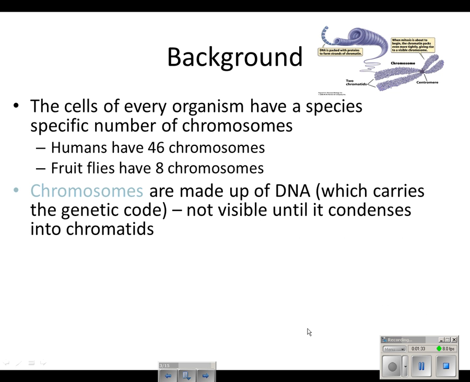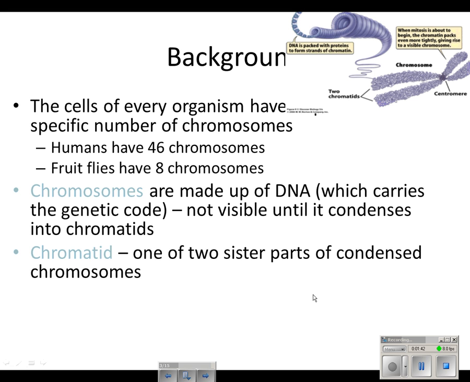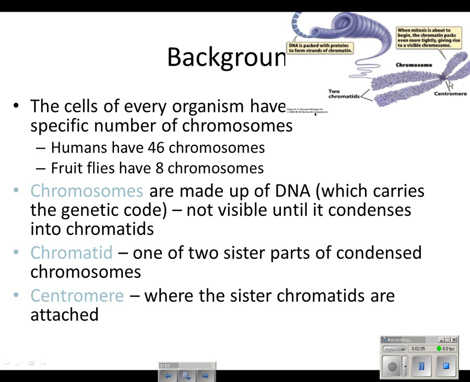Remember that chromosomes are made up of DNA, which carries the genetic code, and it's not visible until it condenses into chromatids. So if we take a look at this diagram above and we look at what a chromatid is, it's one of two sister parts of condensed chromosomes. So here actually this coiled structure would be the chromosome, and it's going to condense and we end up with chromatids. And this is what we typically represent at the top of the screen, what a chromosome looks like, but it's actually two sister chromatids, and they're going to be joined together by what's called a centromere.